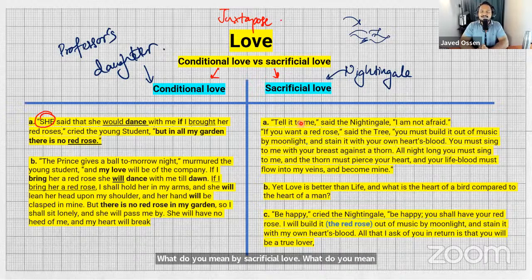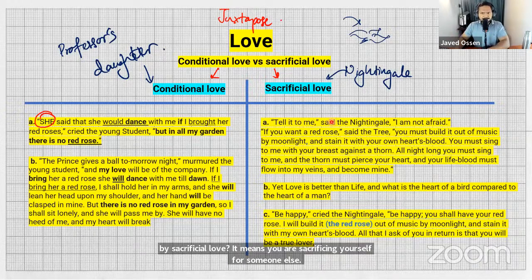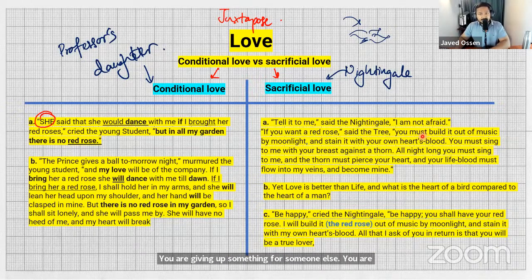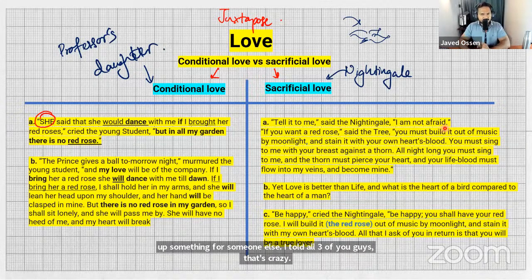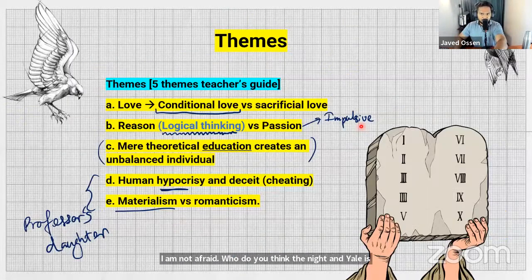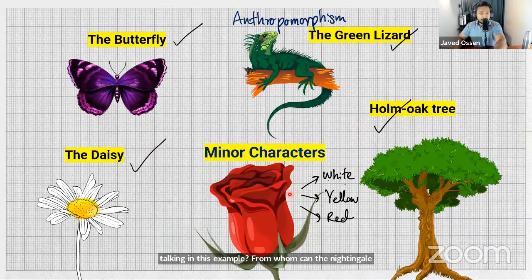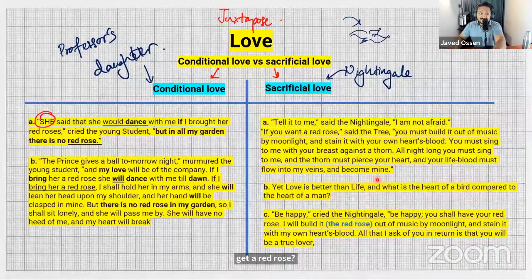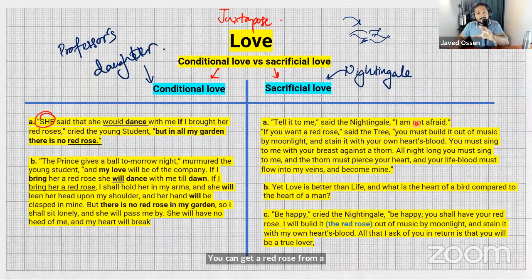Gonna move forward. Regardless, how about this? What does the nightingale say? Tell it to me, said the nightingale. I am not afraid. Who do you think the nightingale is talking to in this example? From whom can the nightingale get a red rose? You can get a red rose from a red rose tree, right? The nightingale is talking to the red rose tree in this example.